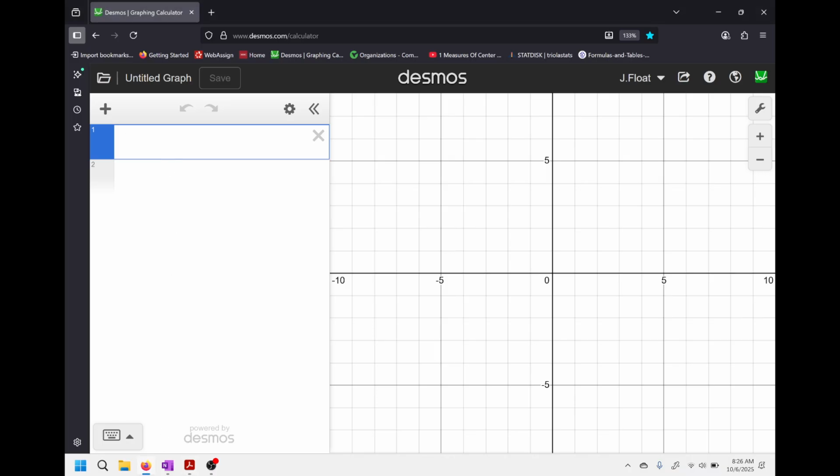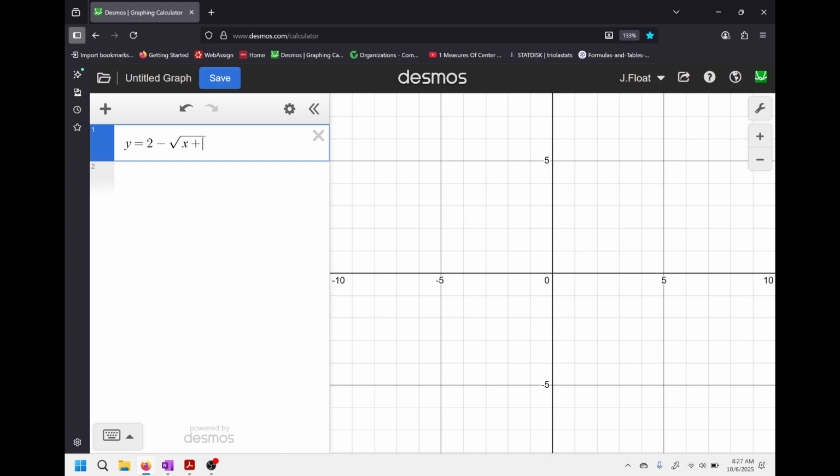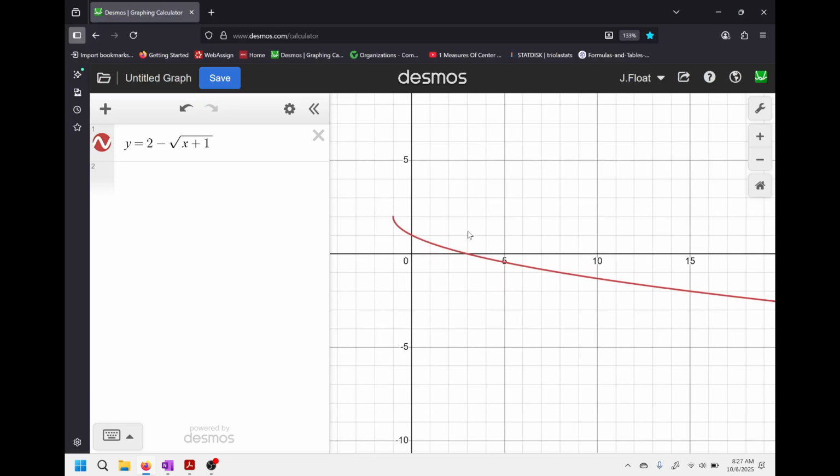So number 40 is y equals 2 minus the square root of x plus 1. Okay? So this is what we know it looks like. But let's see how this gets to where it is. So we're going to turn this off real fast. So the first thing is that parent function: y equals the square root of x.